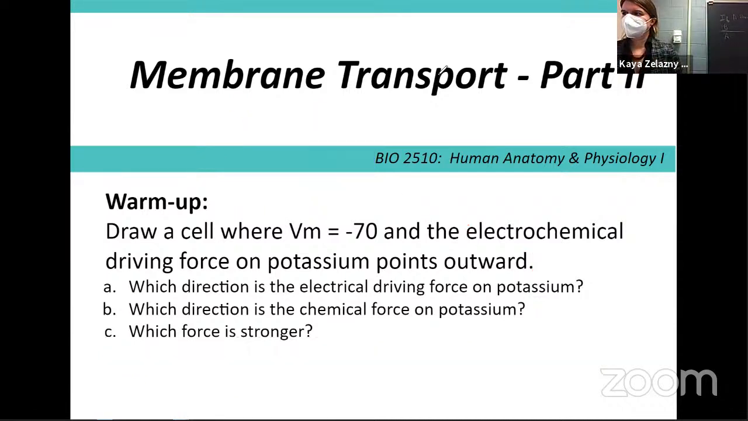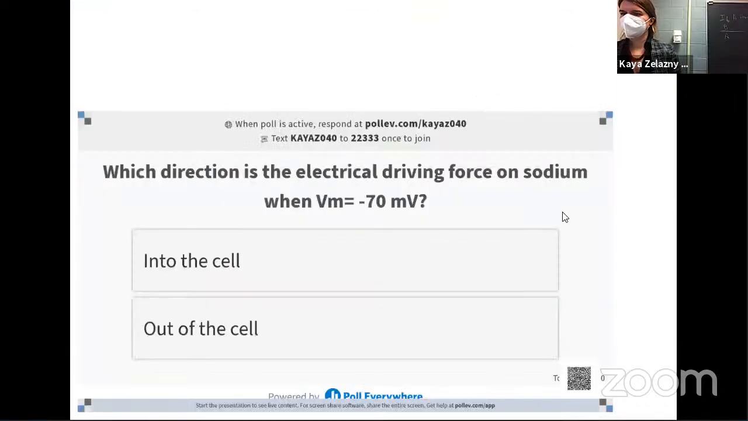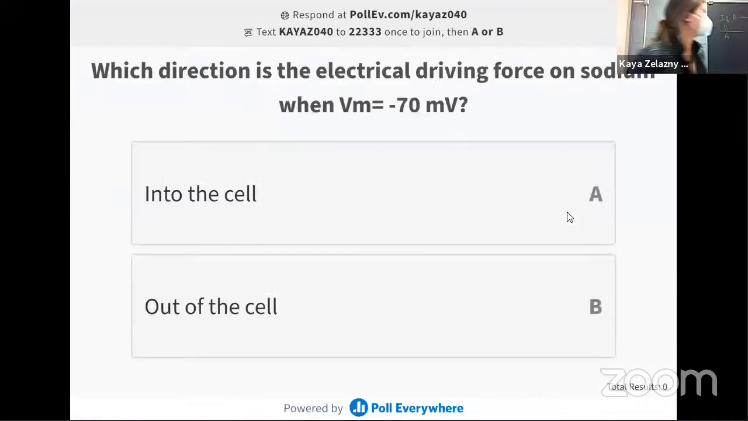Now I'm going to do a little bit of practice in multiple choice question world. Now we're going to be thinking about sodium instead of potassium.